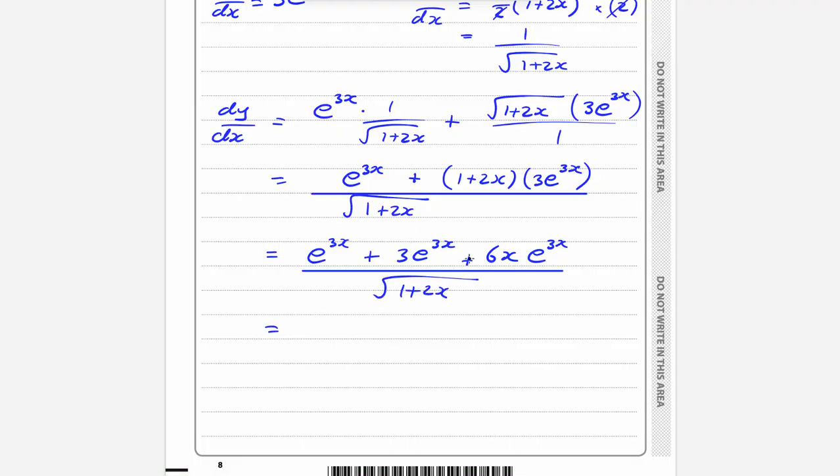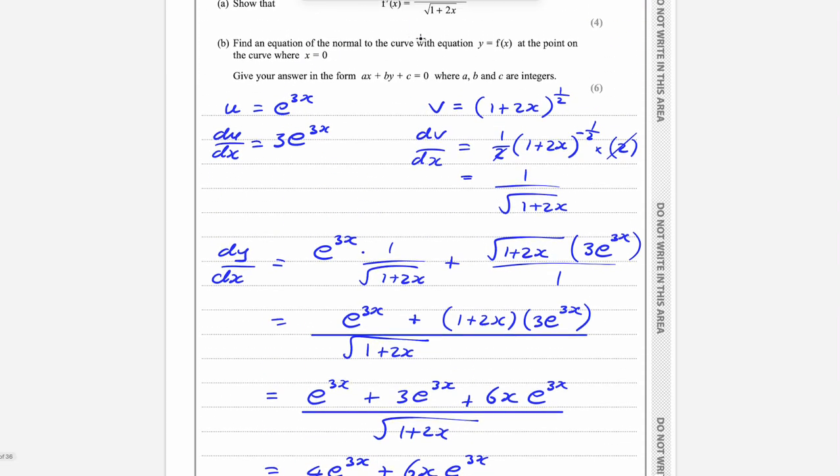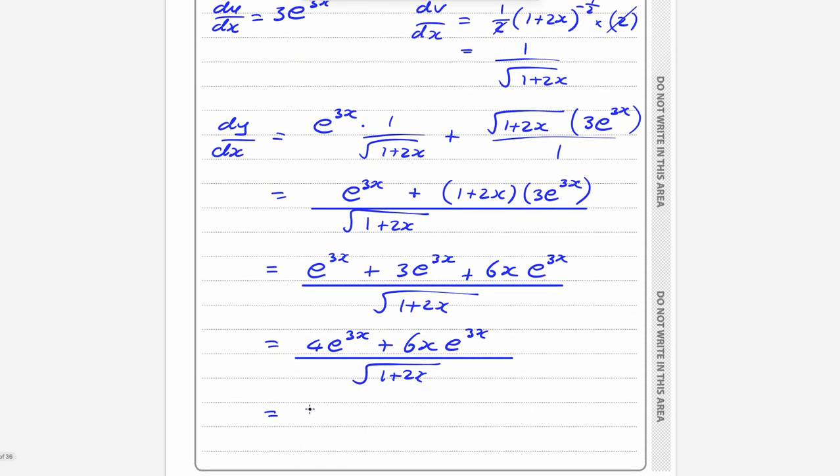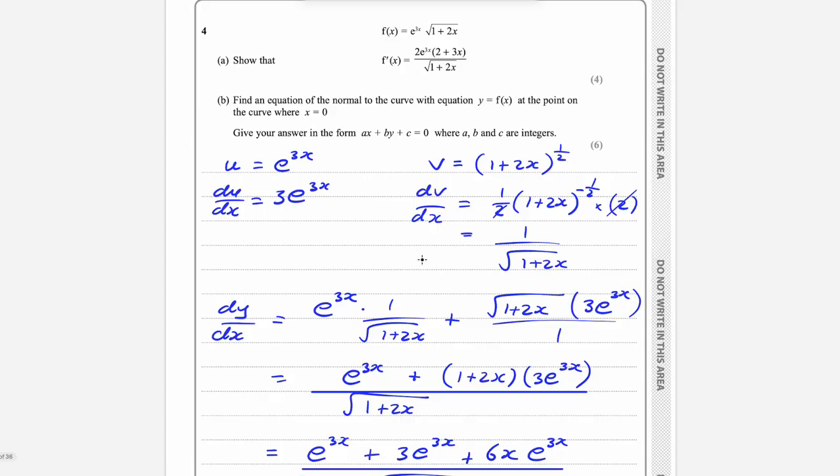Okay, I just need to finish it. This becomes 4e to the 3x plus 6x e to the 3x over root 1 plus 2x, equals, take out 2e to the 3x. What's left is 2 plus 3x all over root 1 plus 2x. Okay, that's part A.